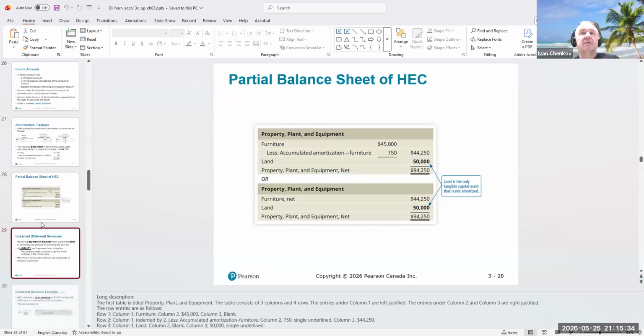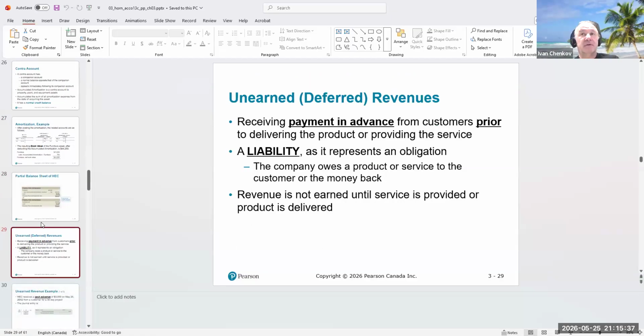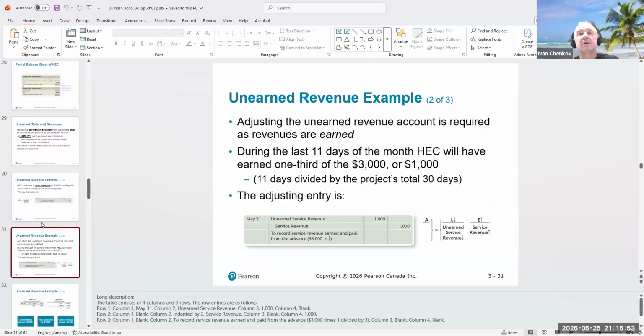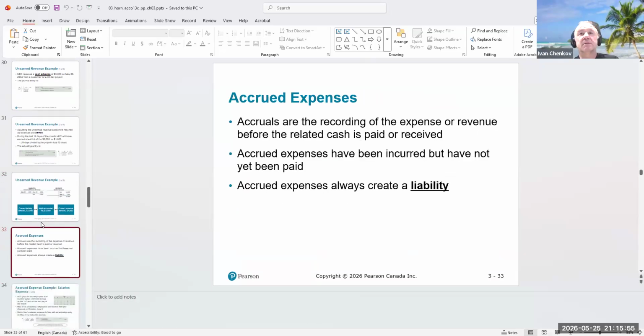Then we're going to talk about the unearned revenue and what happens when we earn the revenue. Obviously, we have to move it from unearned revenue into revenue when the unearned revenue actually becomes earned revenue. We're going to see how we're going to do this.